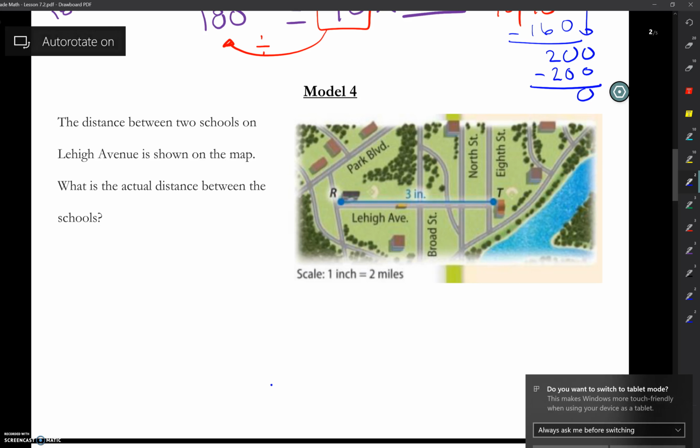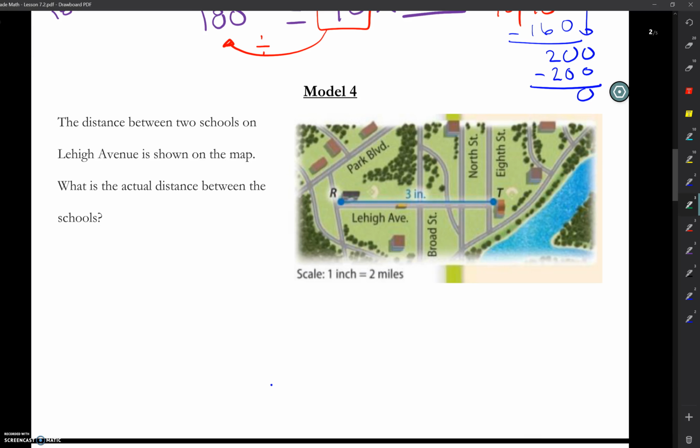Okay, boys and girls, this is part 2 of our lesson. We have a word problem, and it says the distance between two schools on Lehigh Avenue is shown on the map. What is the actual distance between the schools?